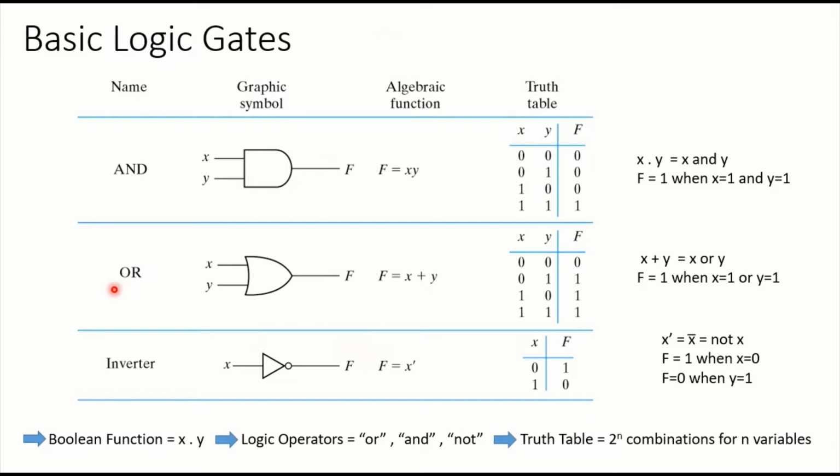The second logic gate is the OR gate. The graphic symbol for the OR gate is shown here. This is also a two-input gate. The first input is X, the second input is Y, and the output of this gate is taken from here. The output of this gate is F.